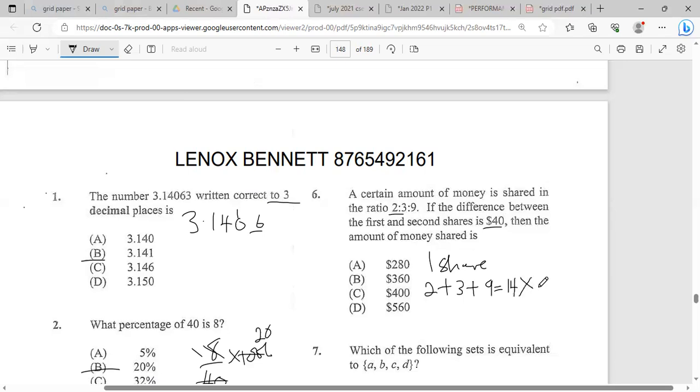If we multiply by 10, that would go 140. And then 140 times 4, that's 560.